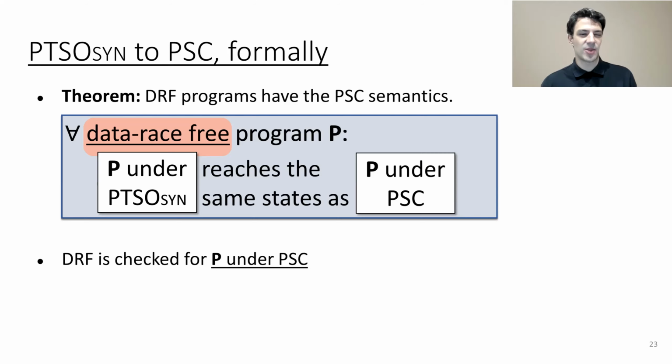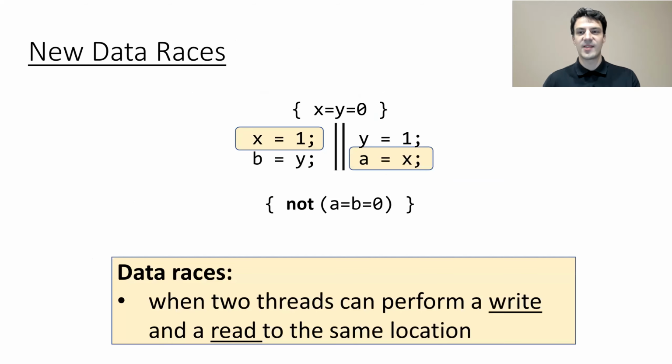It is also important to mention that the notion of data race freedom here is not standard, it is extended. So let's see how. The conventional notion of data race freedom is more or less like this. Whenever you have two threads that can perform a write and a read to the same location, that is a data race. So if we take a look at this classic store buffering example, here on the left-hand side we have a write to X followed up with the read from Y.